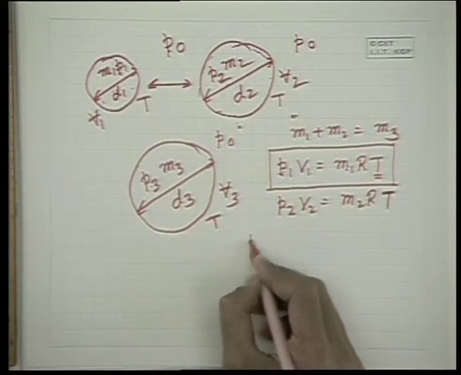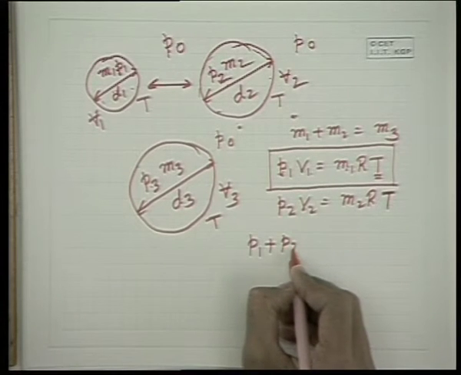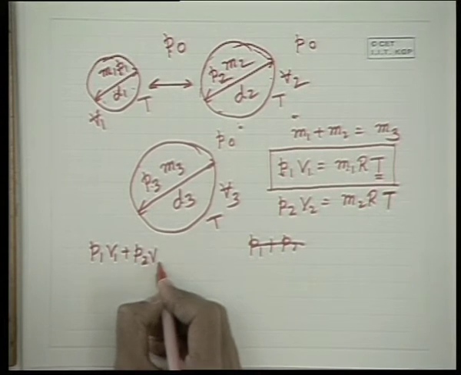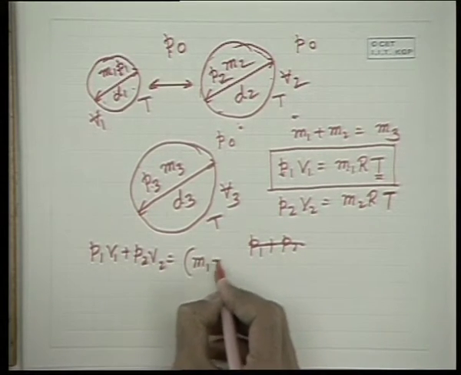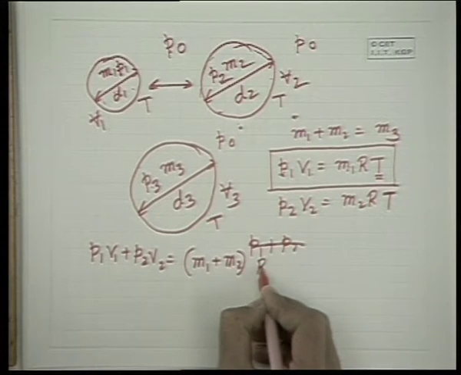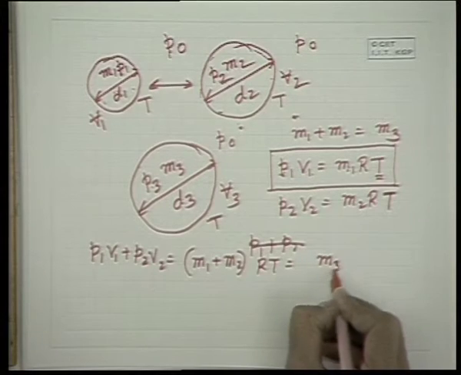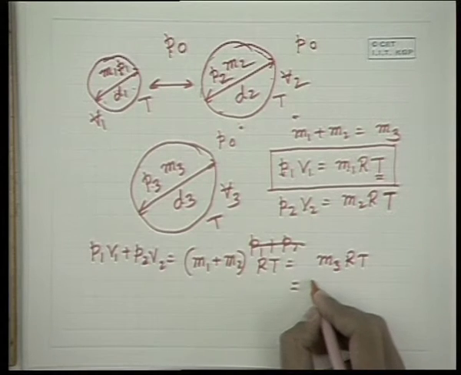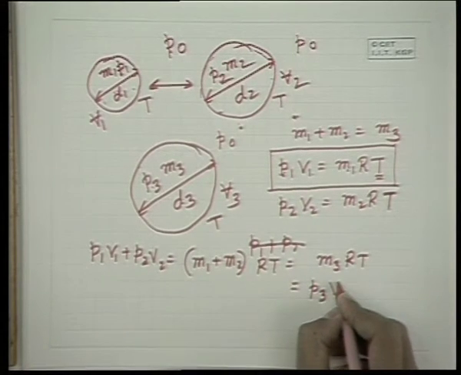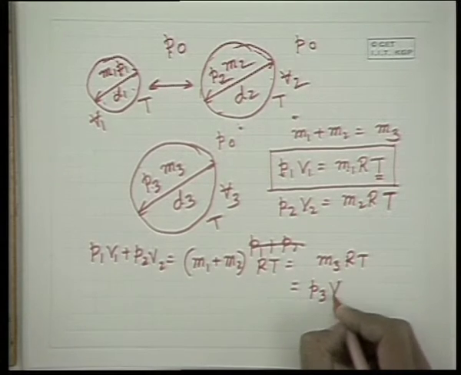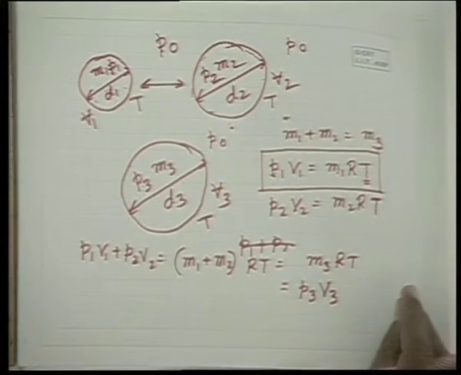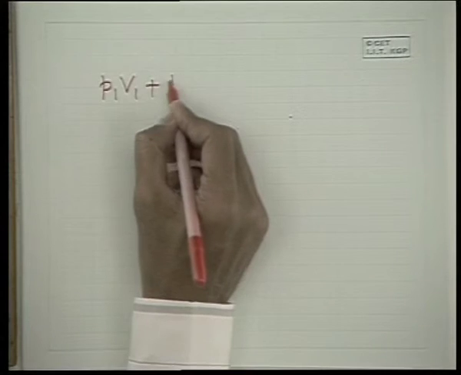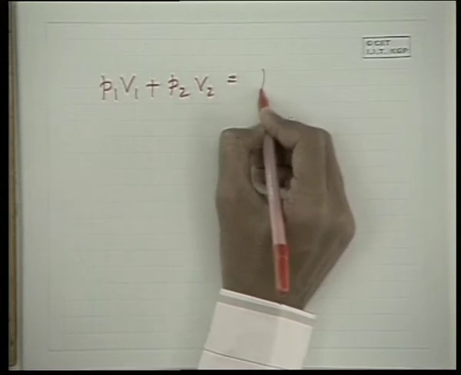If we add these two, we get P1 V1 plus P2 V2 is equal to M1 plus M2 into RT, which is equal to M3 into RT, because M1 plus M2 is M3. Again M3 into RT can be written as P3 V3. So therefore we get P1 V1 plus P2 V2 is equal to P3 V3.